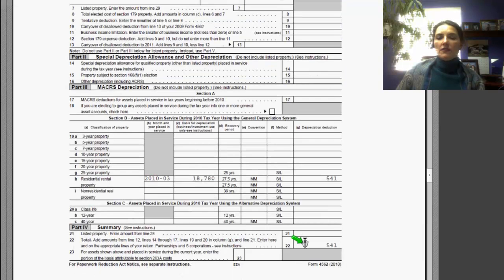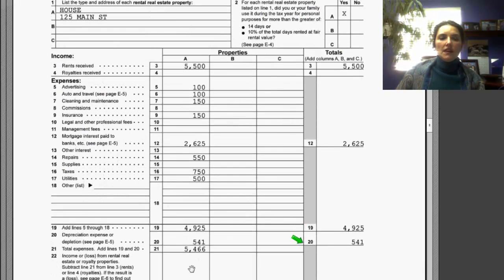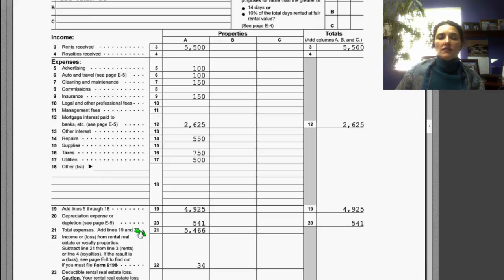So $541 of depreciation needs to be entered on the Schedule E. And that $541 is entered right here on line 20. We add that to the other expenses on line 19, and total expenses on line 21 is $5,466. Income was $5,500. That gives an income of $34.